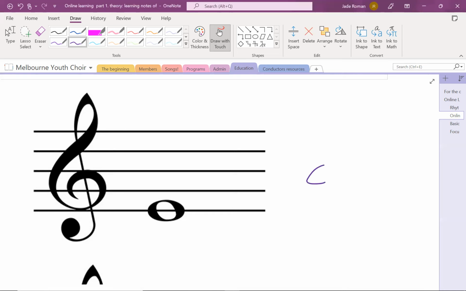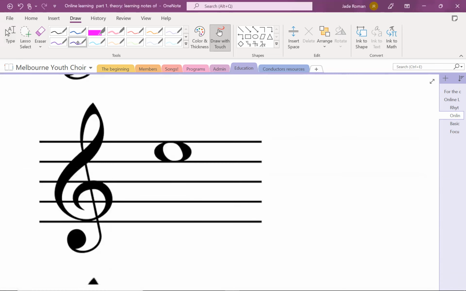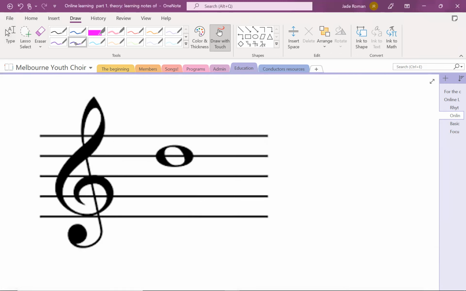This is an E. Next one, please try and actually do these in your head as well. This is also an E. Next one, this is D. Cool.